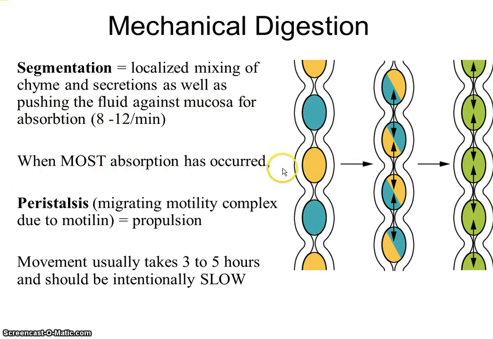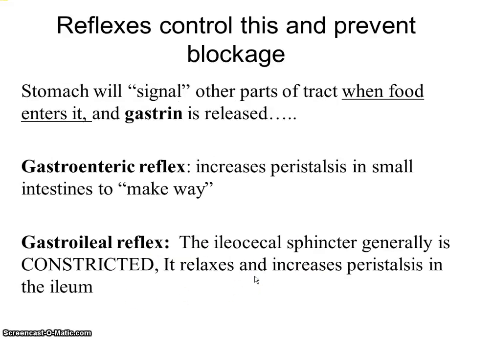When most of the absorption has occurred, then peristalsis takes over. And this is really propulsive. It moves it very quickly along the tubing, right? In the small intestine, it's about a 3 to 5 hour transit, and it is intentionally slow to optimize absorption.